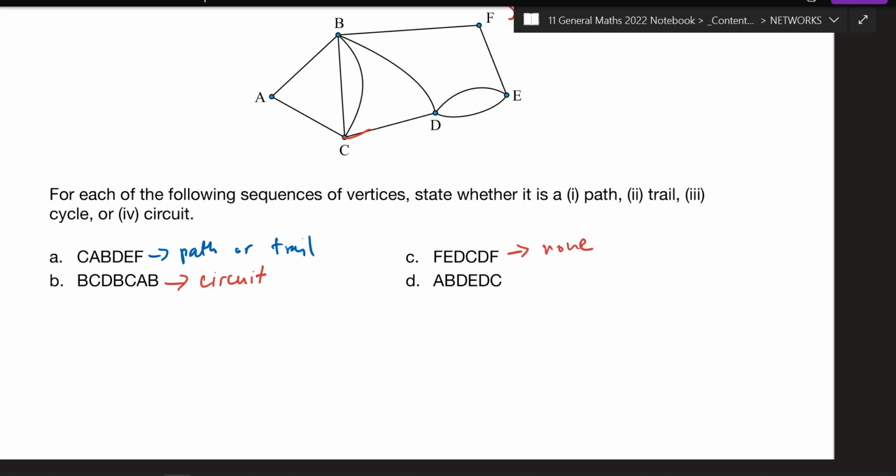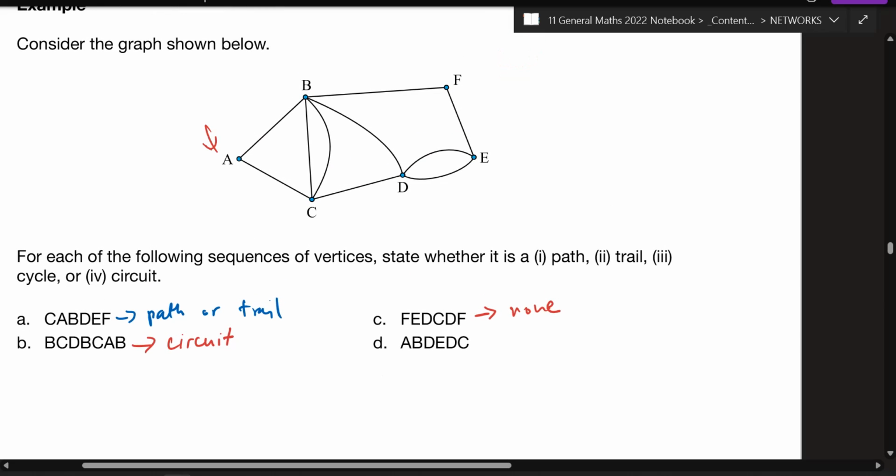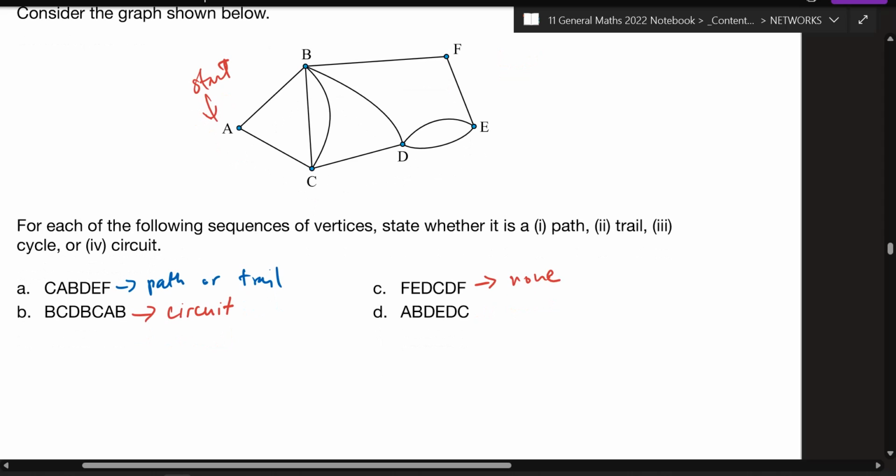All right, next one: A, B, D, E, D, C. We're starting at A and finishing at C. That tells me it's not going to be a circuit and it's not going to be a cycle, because the start and finish are not the same. So A to B, B to D, D to E, and then back to D, and then to C. So it looks like it's a trail. Remember, path means you can't repeat a vertex, but because I haven't repeated any edges and my start and finish are different, it's most likely going to be a trail.